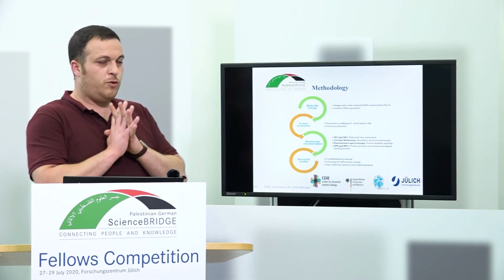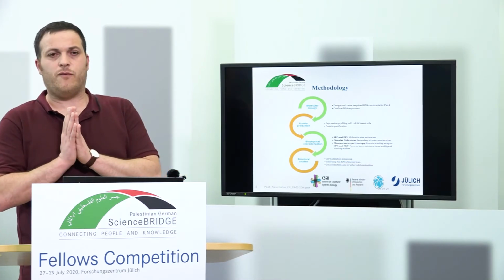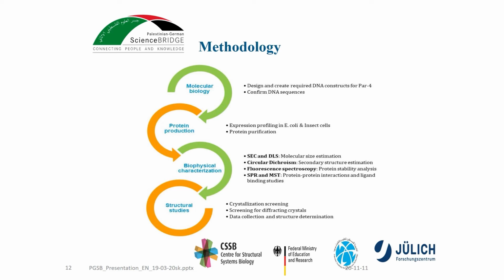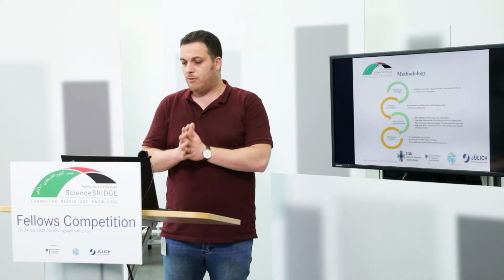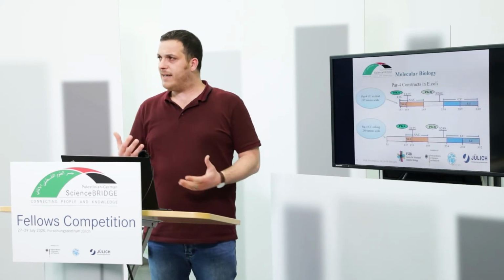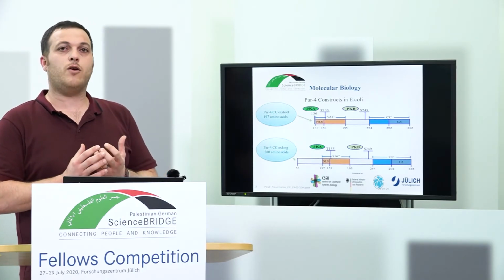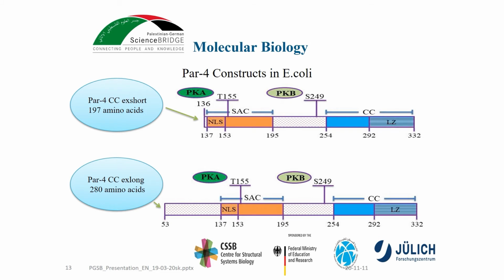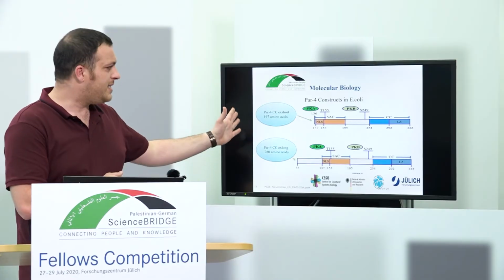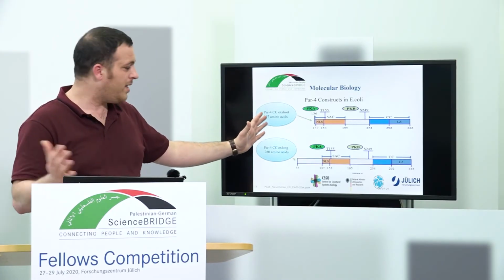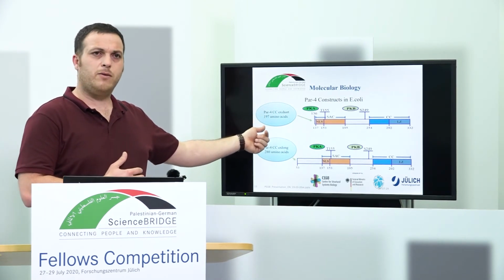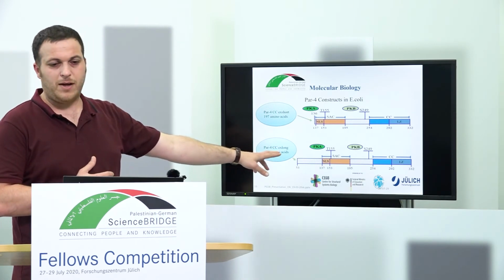In the methodology, my research is divided into four stages: molecular biology, protein production, biophysical characterization, and structural studies. In molecular biology, we want to create and have the required Par-4 clones. Therefore, I have two constructs of Par-4 to express in E. coli. We call them CCX short, meaning the CC domain, and CCX long. The short one consists of 197 amino acids, and CCX long 280 amino acids.